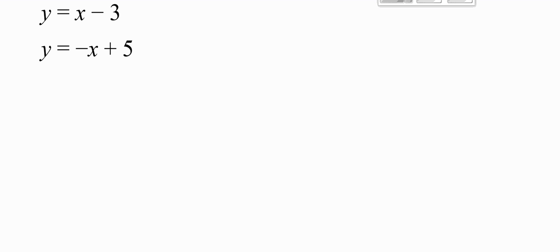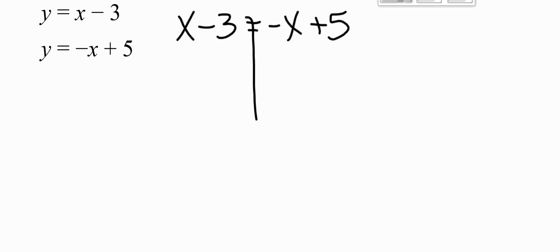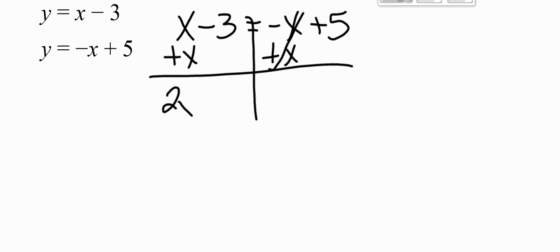So right here we have y equals x minus 3 and y equals negative x plus 5. Since they are both equal to the same variable, we can just set them equal to each other. So I have x minus 3 equals negative x plus 5. As you can see, now I only have x, so I'm just going to solve for x. I'm going to add x to both sides. Cancels out, so I have 2x minus 3 equals 5.